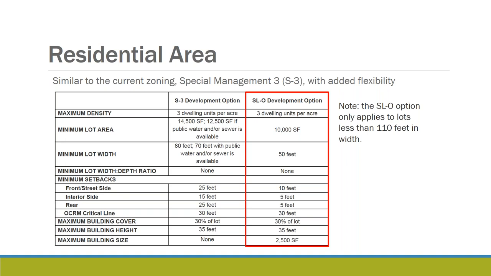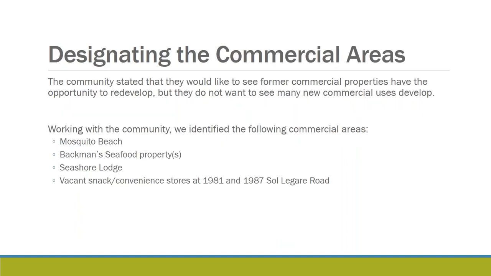And this was something that we heard from residents. They wanted to ensure that the size of homes didn't stick out like a sore thumb compared to what was already in the community. And they also wanted to make sure that it was in scale with the smaller lot sizes. So if you use the overlay development option, then the maximum building size is 2,500 square feet.